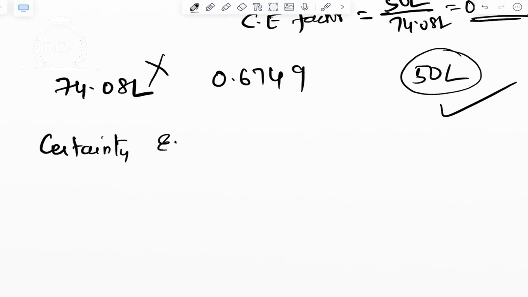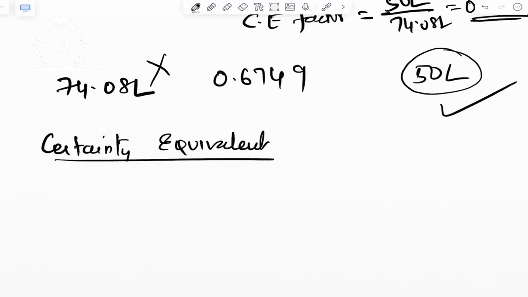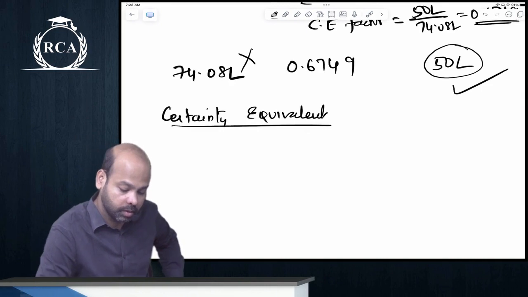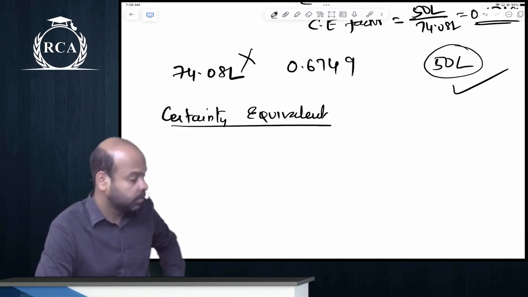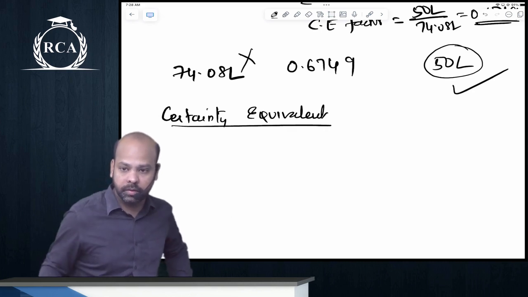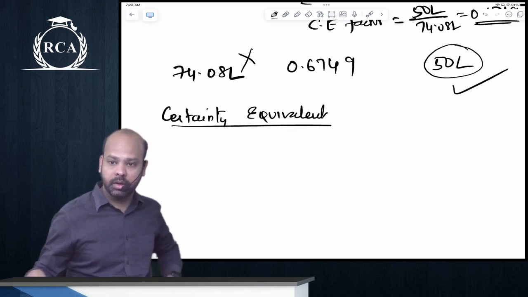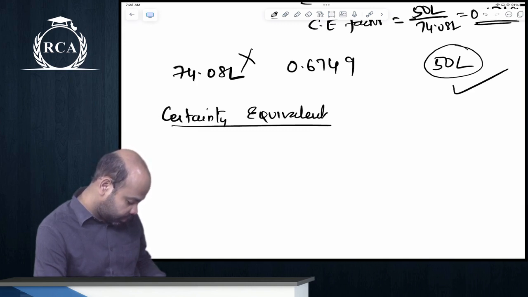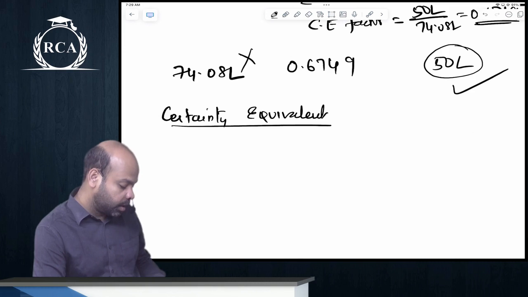Certainty equivalent approach. Under this, risk is eliminated.